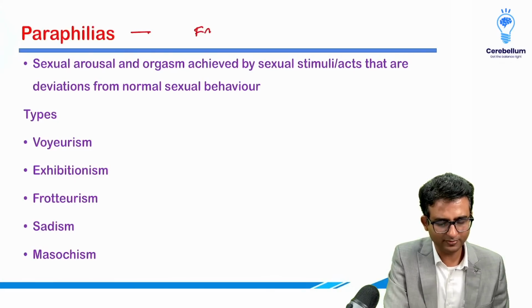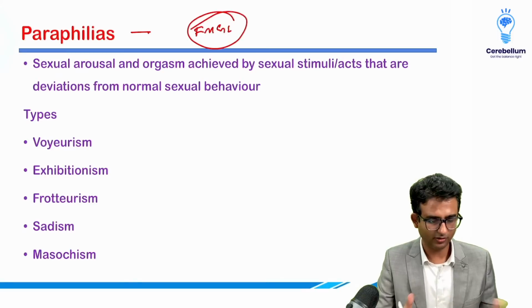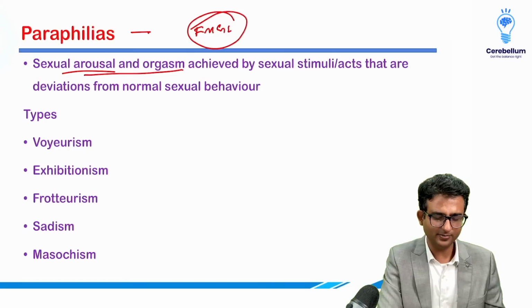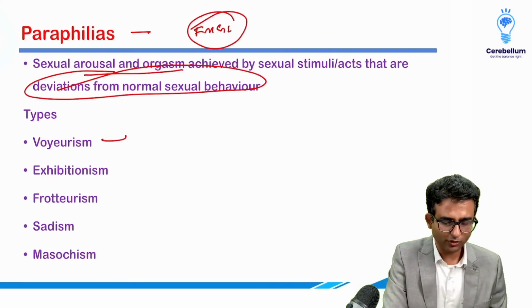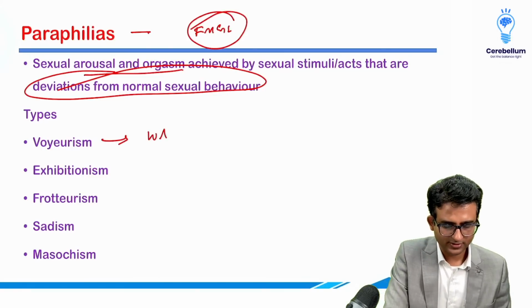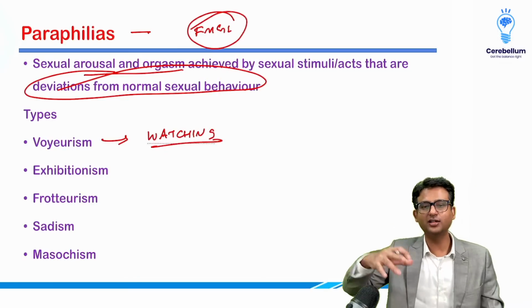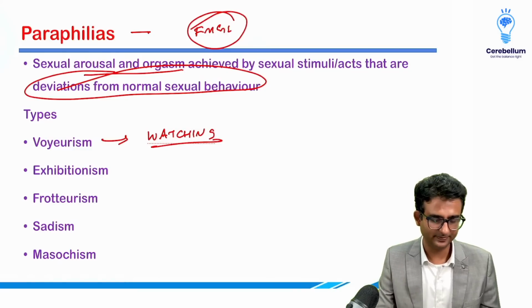Paraphilias, very important for FMG examination. FMG examiners often ask about paraphilias, right? So sexual arousal and orgasm is achieved by some deviant sexual behavior, right? Voyeurism, what is voyeurism? Peeping Tom. Sexual arousal is achieved by watching others. You watch other people having sexual intercourse or sexual activity.